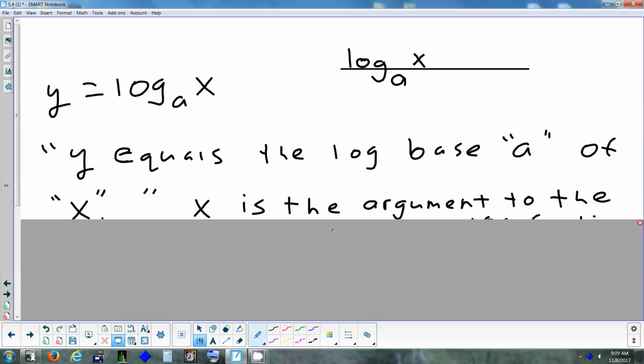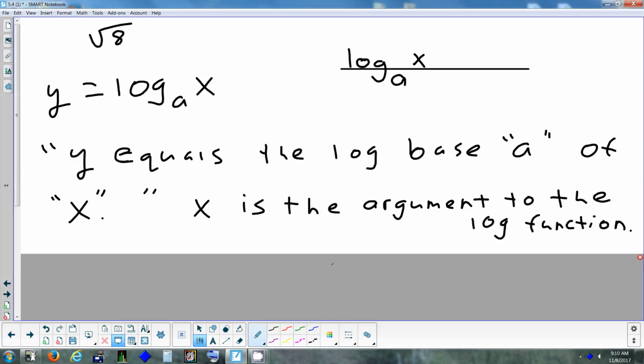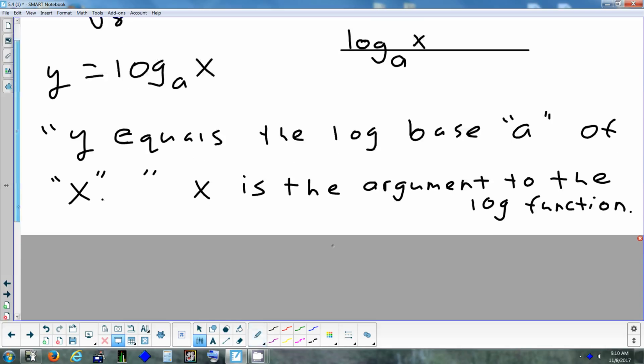Okay, x is the thing you're plugging into the log function, and the name for the thing you plug in is called the argument. A lot of functions have arguments. They all have arguments. It's what you plug in. So like here, I could say the argument to the square root function is 8. It's the thing that the function is operating on. In this case, x is usually a number and a is usually a number if you're going to evaluate it. But again, x is called the argument and a is the base.